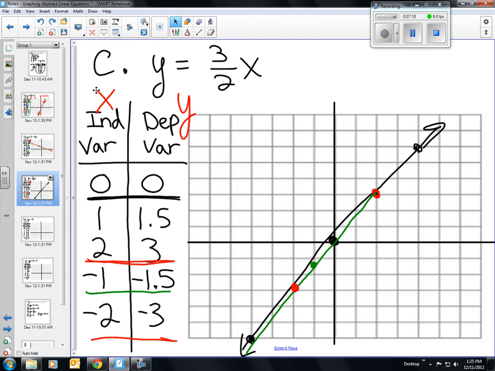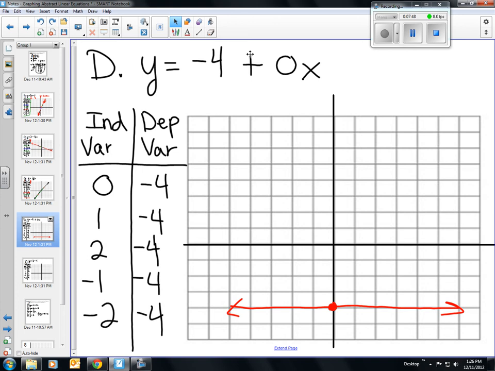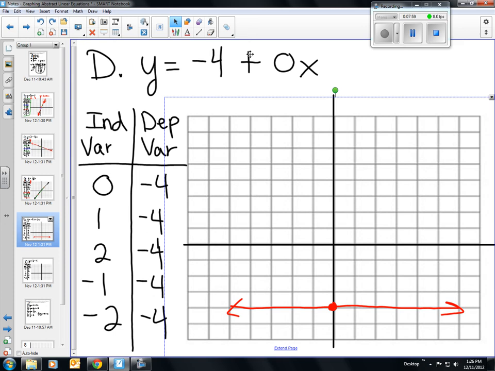So let's move on to part D. Part D, this one's actually kind of a strange case. Since there's no x value, really when we do this, we're saying that there's like a plus 0x here, because the slope is 0. And when we graph this, we actually create a horizontal line, starting at negative 4, because that's my y-intercept. And then it's a horizontal line. And whatever values I put in for x, whether it be 0, 1, 2, negative 1, negative 2, it's always going to be negative 4 for y. So that's why the chart looks the way it does. It's got all those negative 4 values.